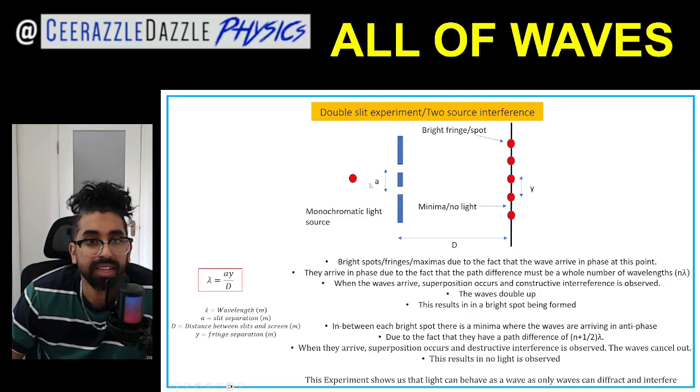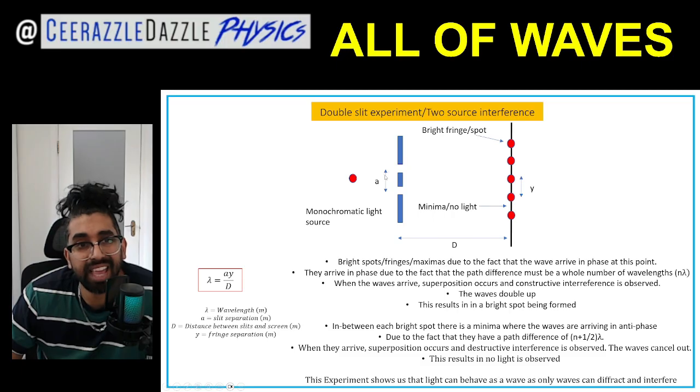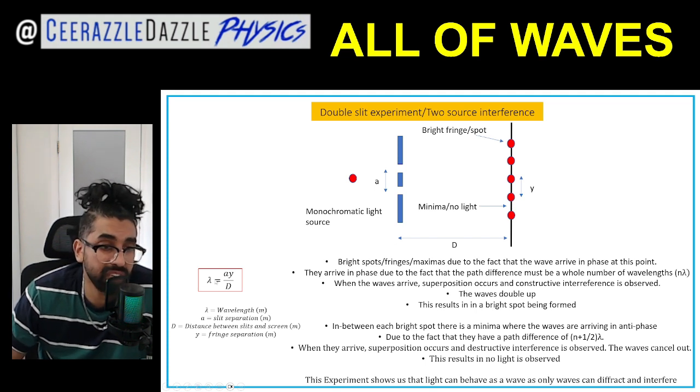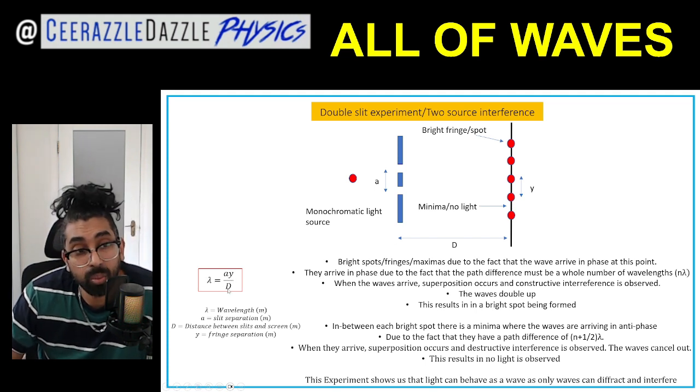So over here. Now we're going to talk about a couple of things. A is the distance between the center of 2 slits. D is the distance between the slits and the back wall over here. Y is going to be the fringe separation, the distance between each of the bright fringes. Okay, so first of all, you end up with the following relationship. Lambda is equal to AY divided by D, where A is the slit separation, D is the distance between them, and Y is the fringe separation.